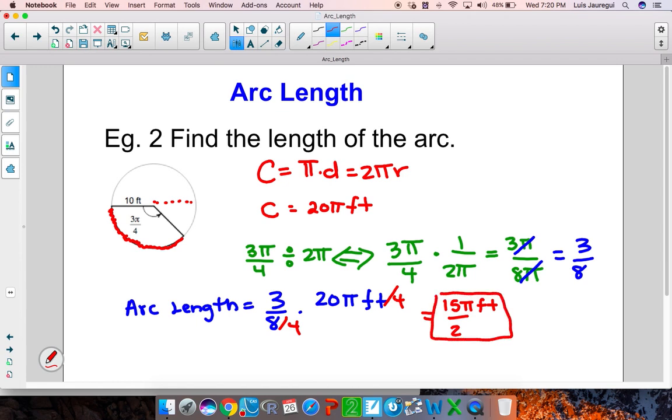So once again, you just find the circumference, you find the corresponding portion for the arc of interest. In this case, you multiply those out and that will give you your arc length.